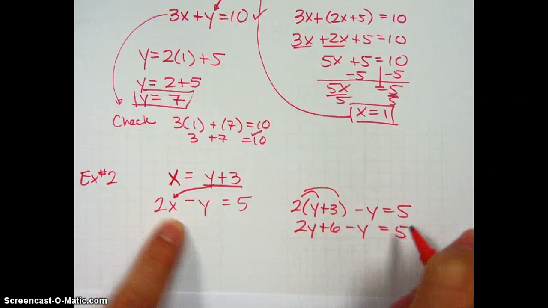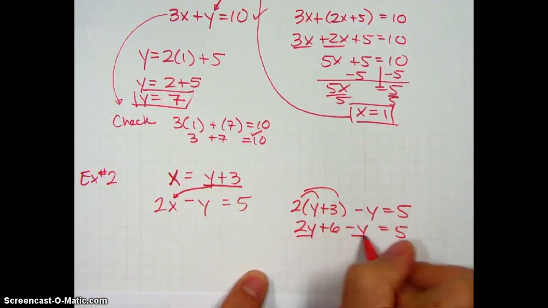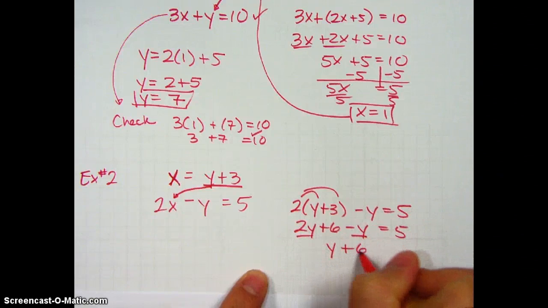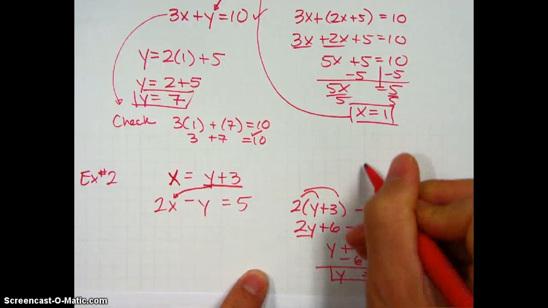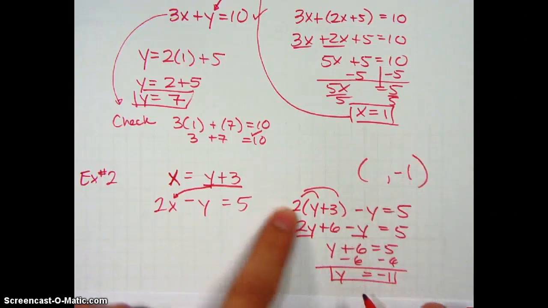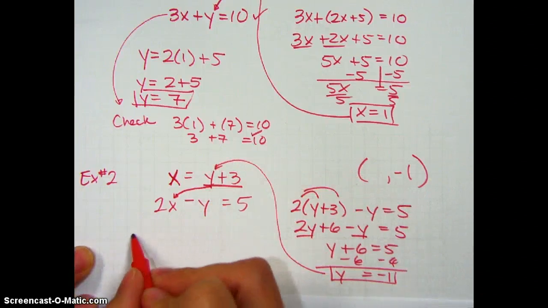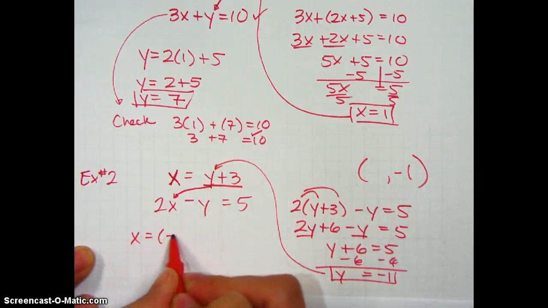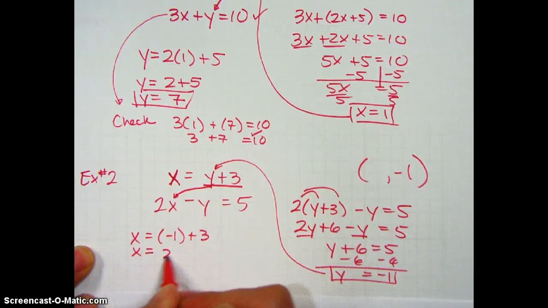And if you notice here, I'm only left with one variable, so I can go ahead and solve for that one variable. I'll combine like terms. And last but not least, I'll solve for y, and I get y is equal to -1. Alright, so I've got half my answer, -1. So now I can go back and replace it. I'll replace it right here. Okay, make it easy for me. So x is equal to -1 plus 3, which tells me that x is equal to 2.